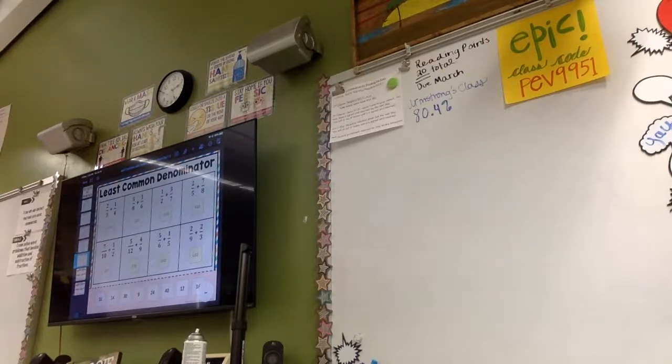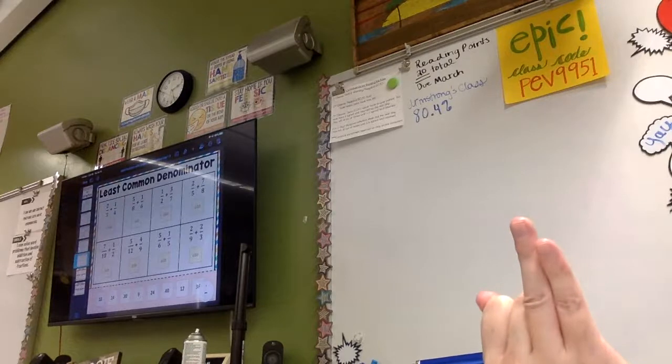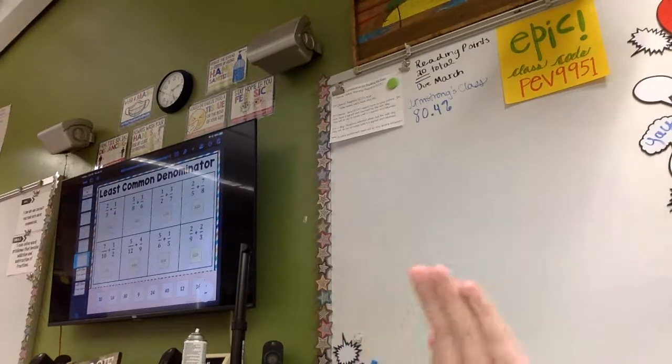So, let's look at the first one. We have 2/3 plus 1/4. So, we have 3 and 4. We think it's 12? Everybody agree? Why do we think it's 12? 3 times 4 is 12. 3, 6, 9, 12. 4, 8, 12.